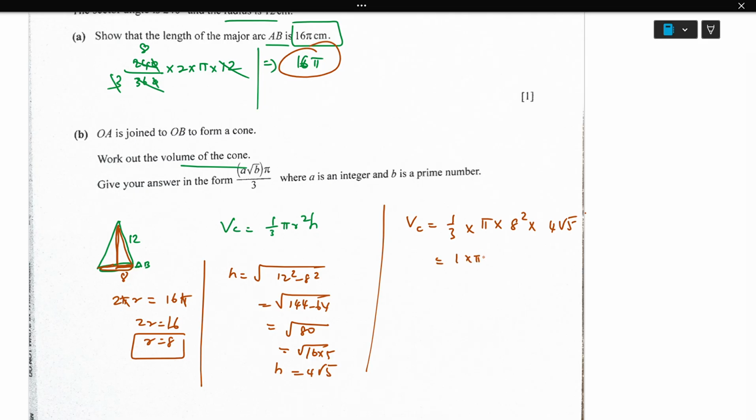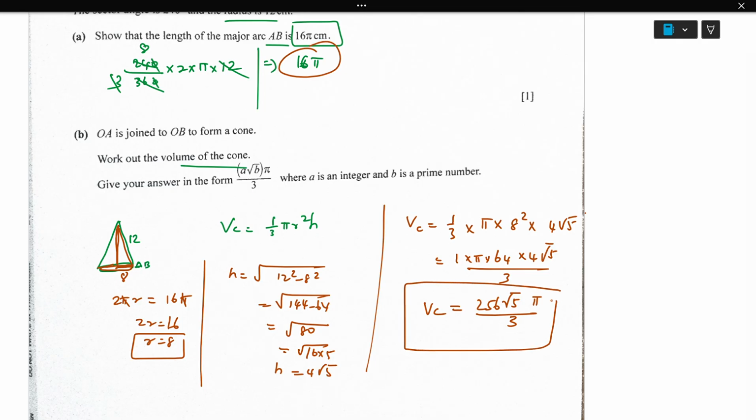Here we cannot simplify more. So 1 times pi times 64 times 4 root 5 over 3, which is 64 times 4, which is 256 root 5 pi over 3. We need to leave the answer as a root b into pi over 3. So we got this answer. This is the final answer for us.